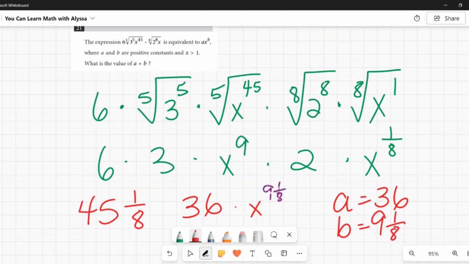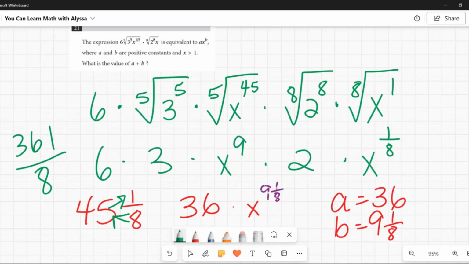You either have to convert it to a decimal, or you have to put it in an improper fraction form. So if I put this in an improper fraction form, I would do 8 times 45. 8 times 45 is 360. And then we add 1, and that becomes 361 eighths. That's not an awkward fraction at all. So you can enter it that way as 361 eighths, or you can enter its decimal equivalent. Both are acceptable, but that is the answer. As weird as it looks.